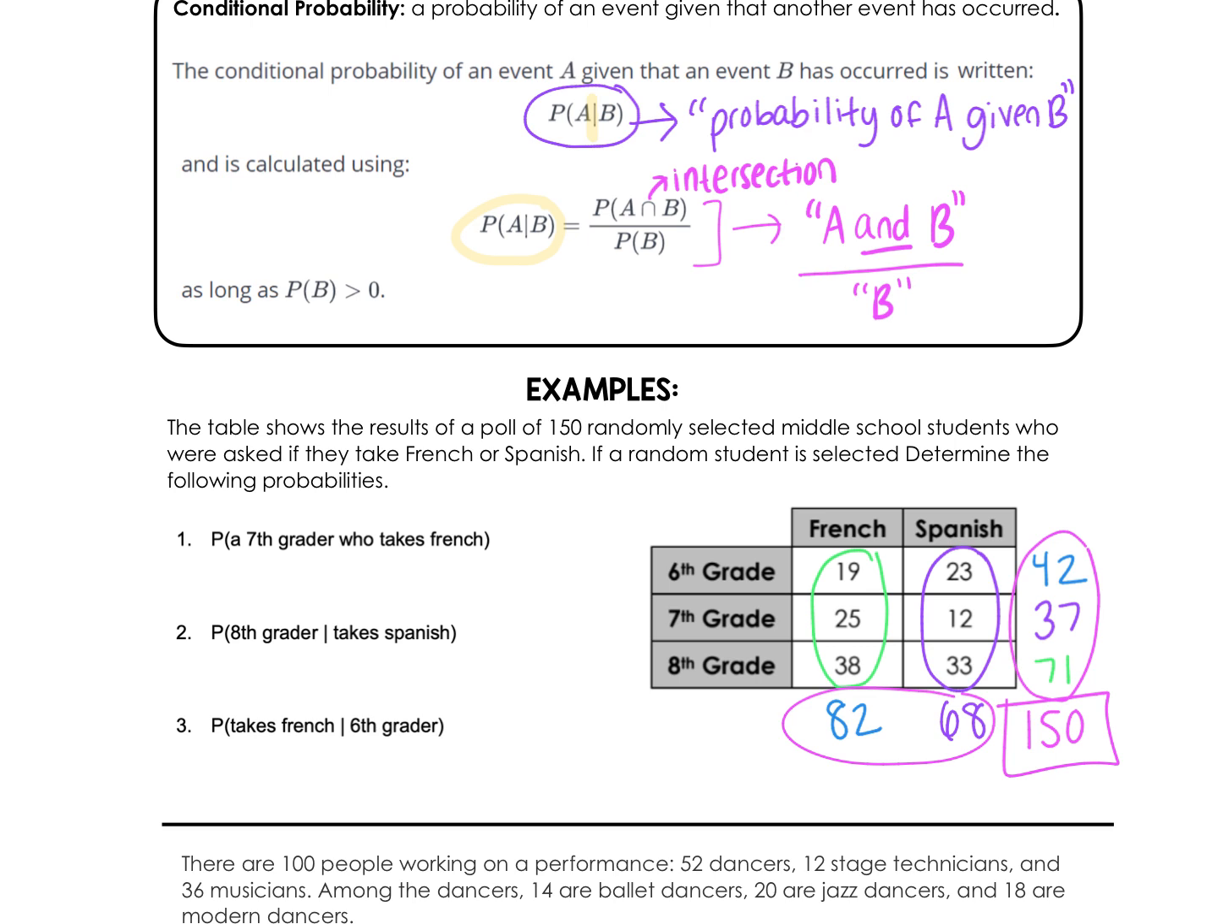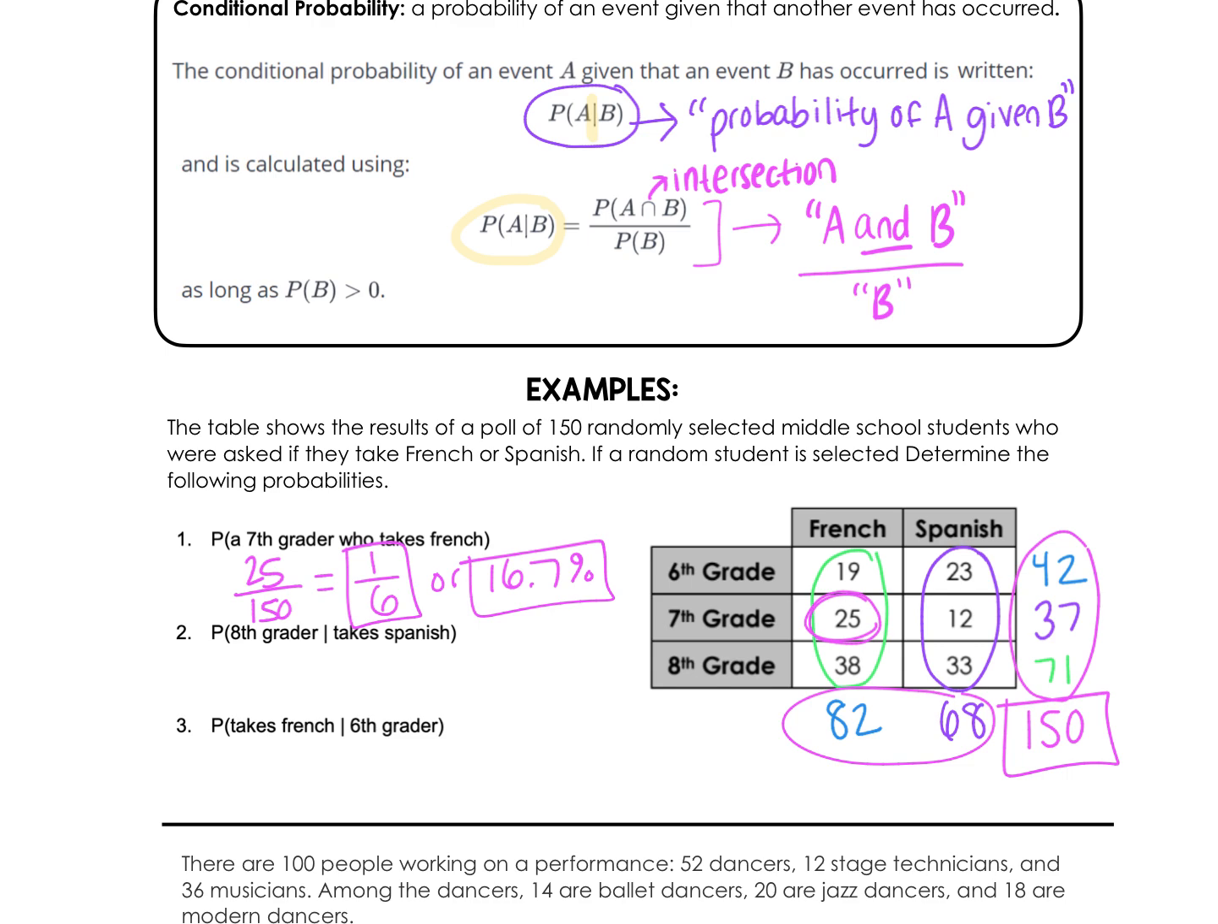So the probability of randomly choosing a 7th grader who takes French: it looks like the 7th graders who take French, there's 25 out of a total of 150. This is not conditional probability. It's just a regular probability. So 25 out of 150 simplifies to 1/6, which is about 16.7%. So either the fraction or the percent are fine.